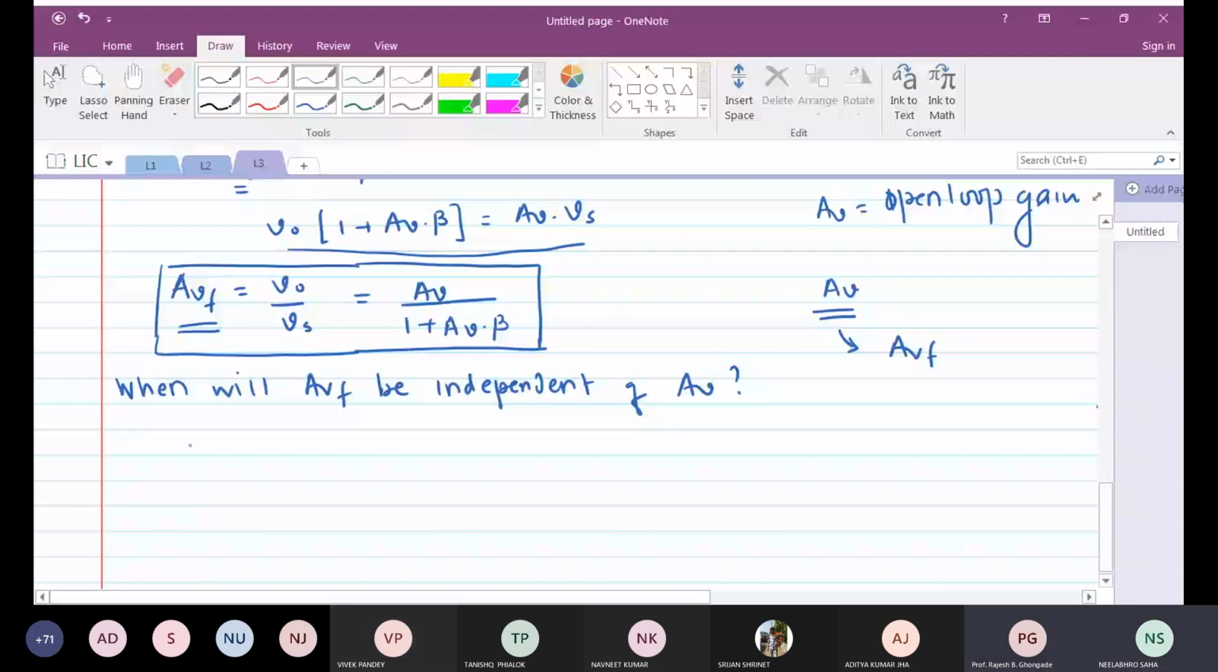Sir, AV must be exceptionally large. If AV is high, why not make it infinity? So, if I make AV large, what will be the effective value of AVF?